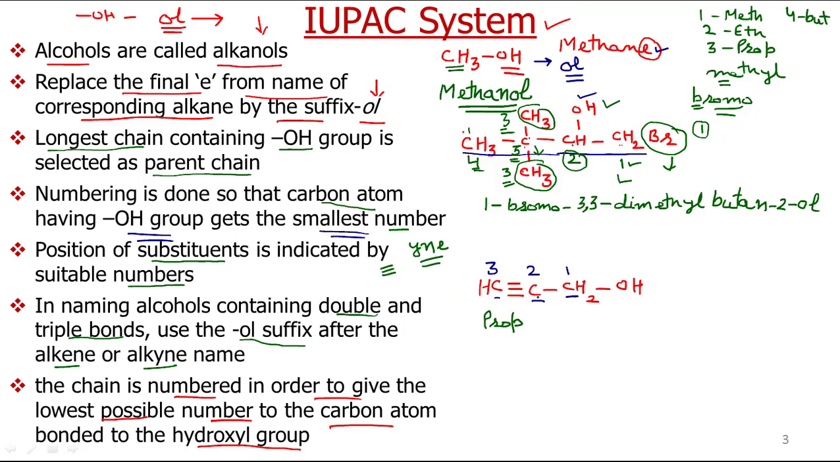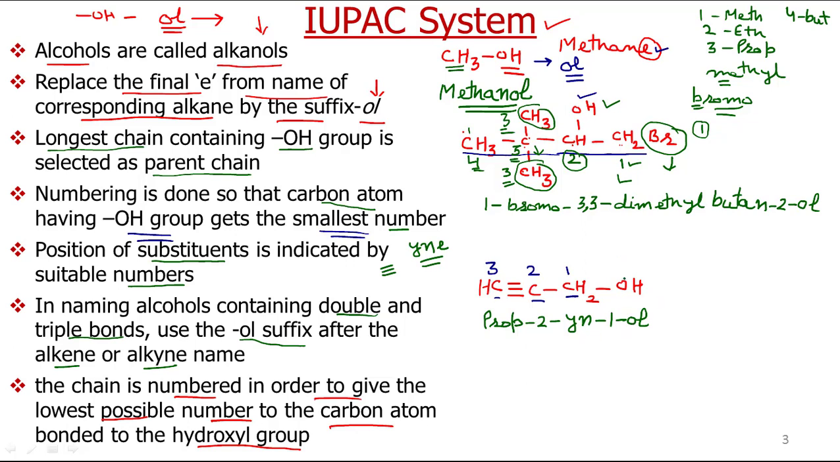It is at the second carbon. So we use prop-2-yne. But when we have to use the suffix for OH, which is ol, we have to remove this E. So we will use just YN. Now the OH is present at the first position, so this is the name of this alcohol: prop-2-yn-1-ol.